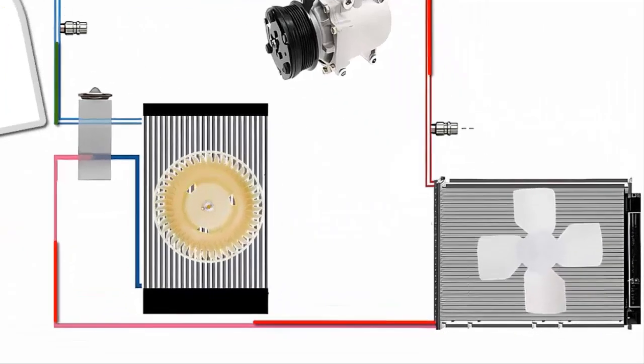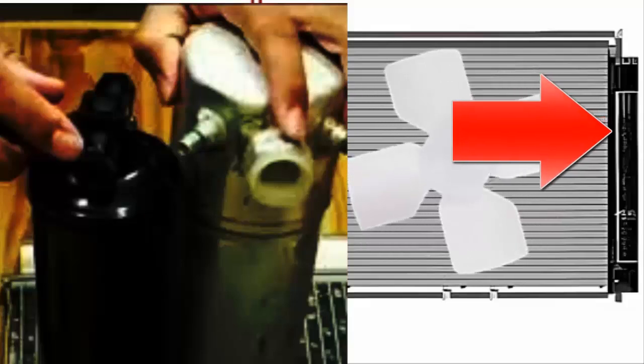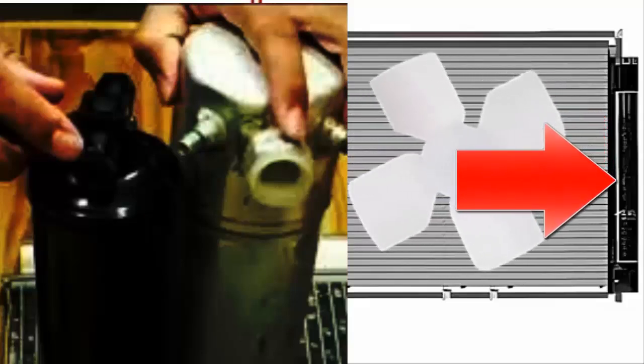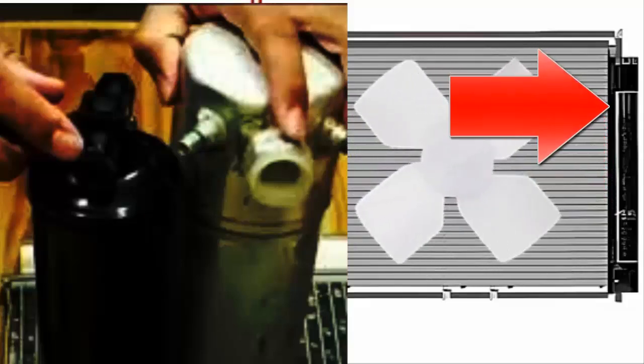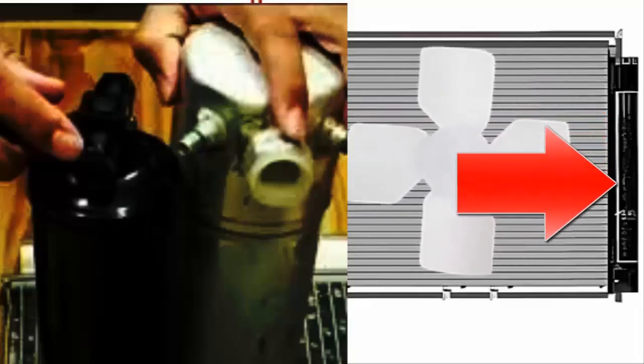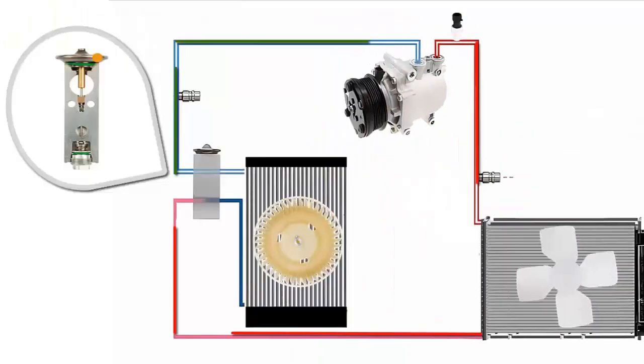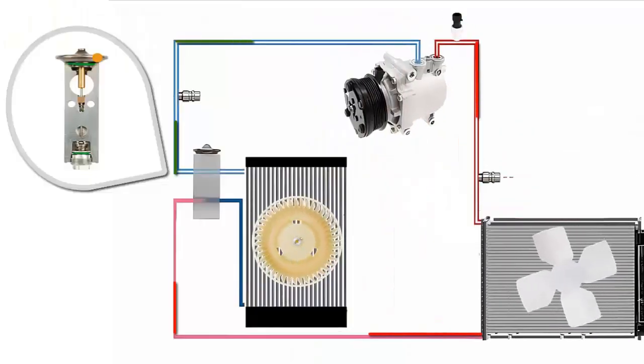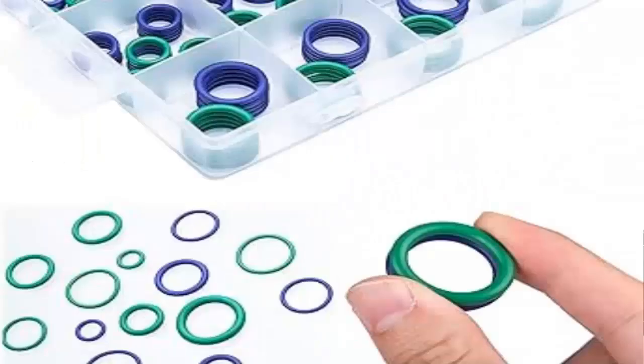3. In a contaminated system, replacing the dryer or desiccant filter is key, as it traps moisture and particles. A clean filter prevents contaminants from spreading and redamaging the system. 4. When reassembling the system, it is important to use new gaskets to ensure an optimal seal and prevent future refrigerant leaks.